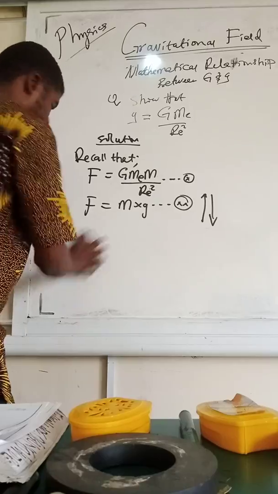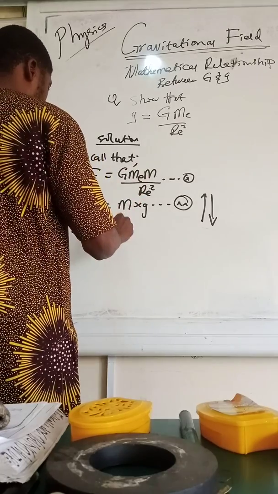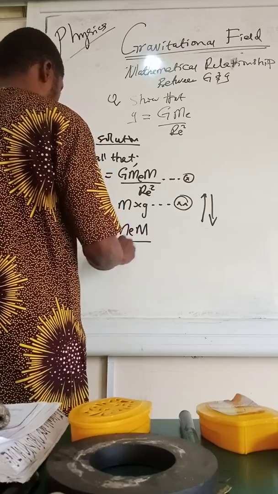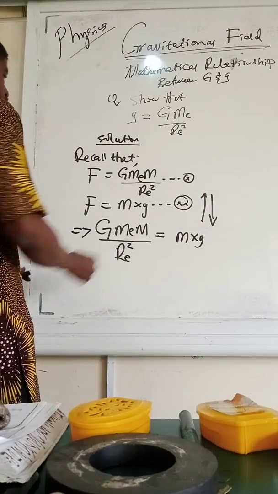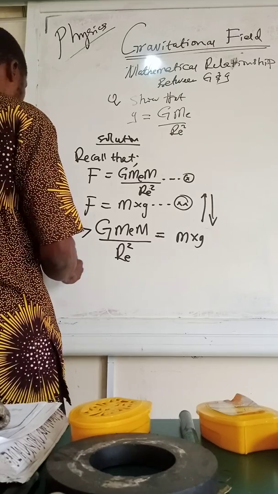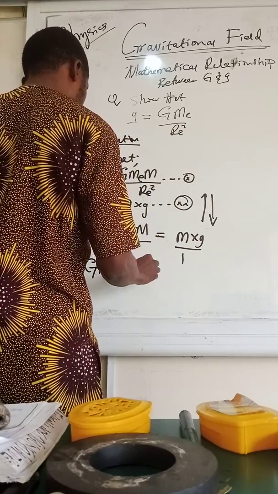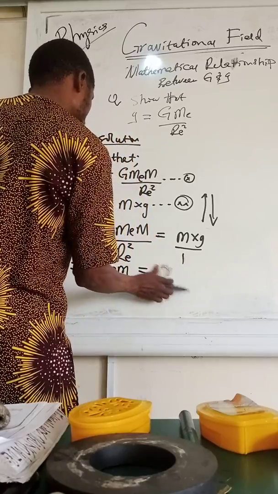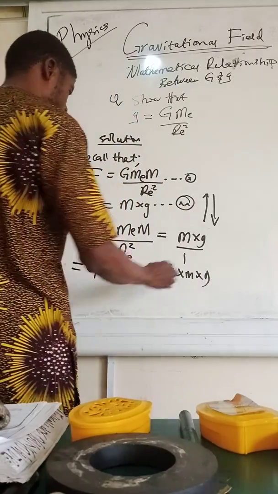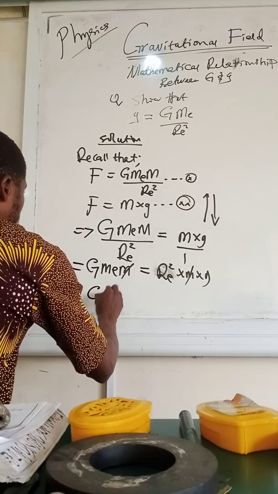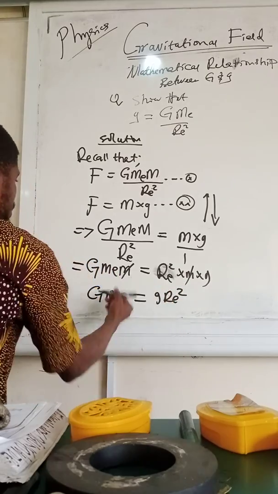So we can equate equation star with equation star star. This implies that G M-E M all over R-E squared is equal to M times small g. If you cross multiply, you have G M-E M is equal to R-E squared times M times small g. Of course, you cancel this M, and what do you have? You have G M-E is equal to small g R-E squared. You can flip this equation this way.